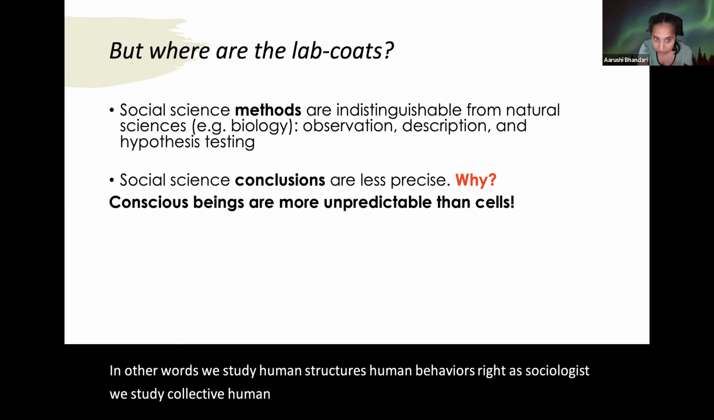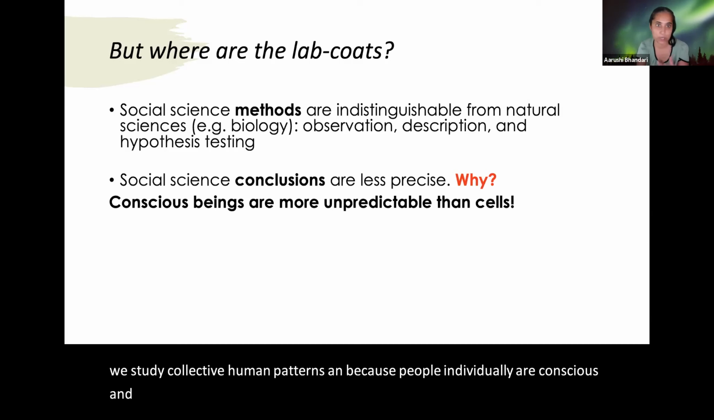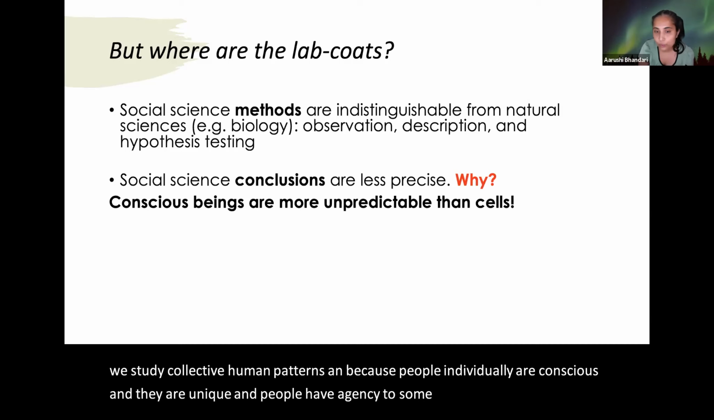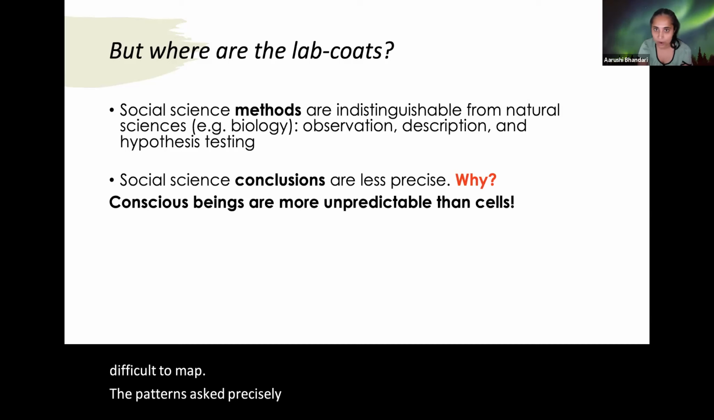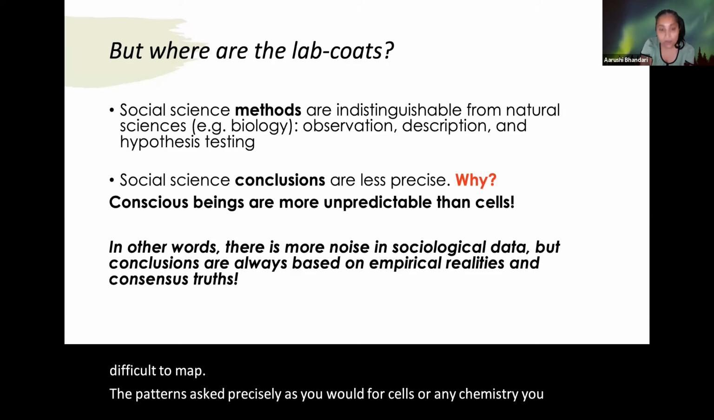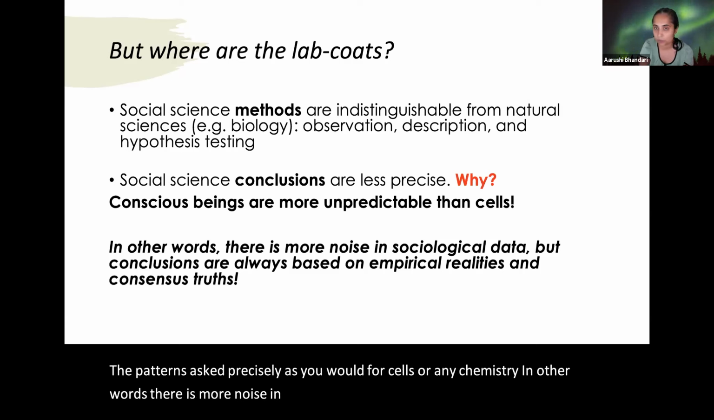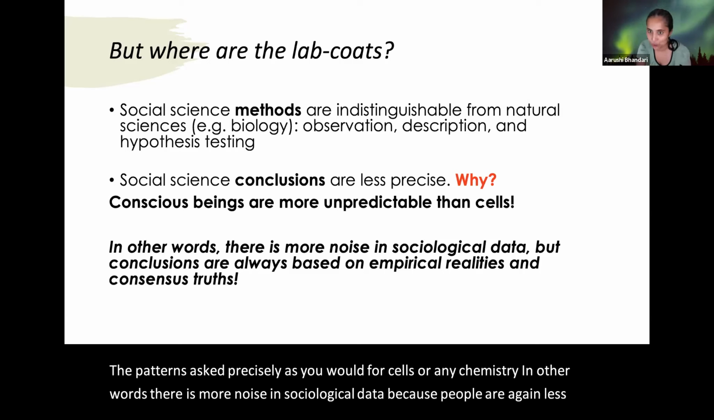And because people individually are conscious and they are unique and people have agency to some degree, it is difficult to map out the patterns as precisely as you would for cells or any chemistry. In other words, there is more noise in sociological data because people are, again, less predictable than non-human objects.